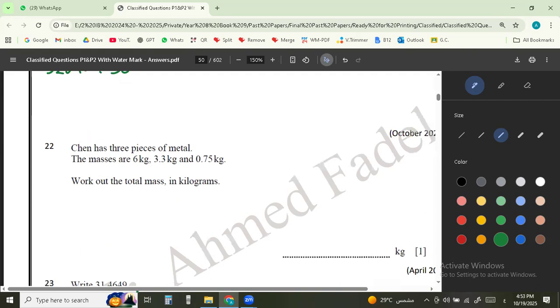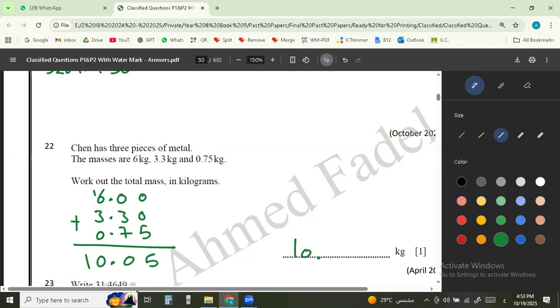I have decimals here, so I need to line up the decimal points. Here I have 6, which is 6.0, 3.3, and 0.75. I put zeros in the empty places and add them all up because they are requesting the total. Here is 5, here is 10, carry the 1, so it becomes 7, and 3 is 10. So it is 10.005.